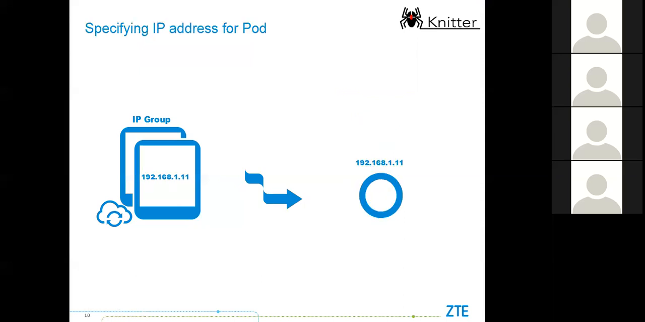If users want to specify a special IP address for a single pod, they can also use the IP group feature. They can create an IP group which only contains that special IP address. Then Nitor will allocate that IP address to the pod.